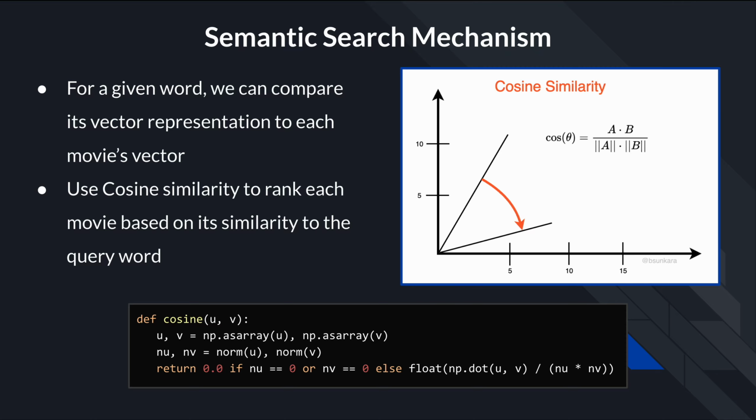With both words and movies now represented with comparable vectors, we can perform a semantic search. For a given query word, the system retrieves its vector representation and compares it to each movie's vector. To measure how close these vectors are to one another, cosine similarity is used, which looks at how aligned two vectors are. Each movie is then ranked based on its similarity score to the query word, and the highest ranked movies are the ones returned as the most relevant results. This allows the system to retrieve movies based on conceptual similarity rather than just keyword matching.